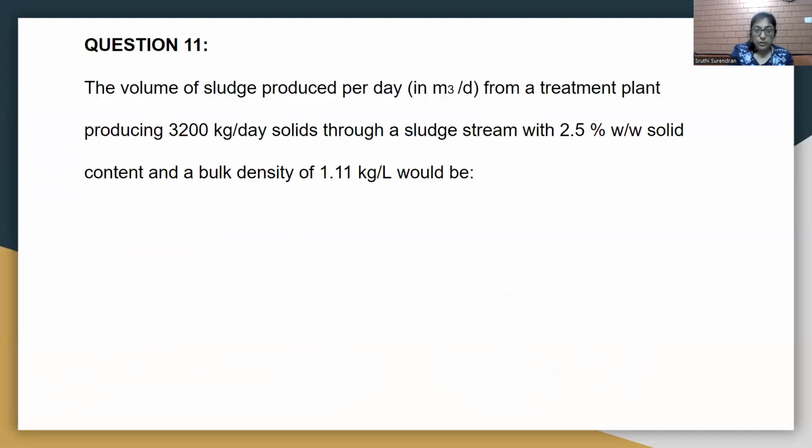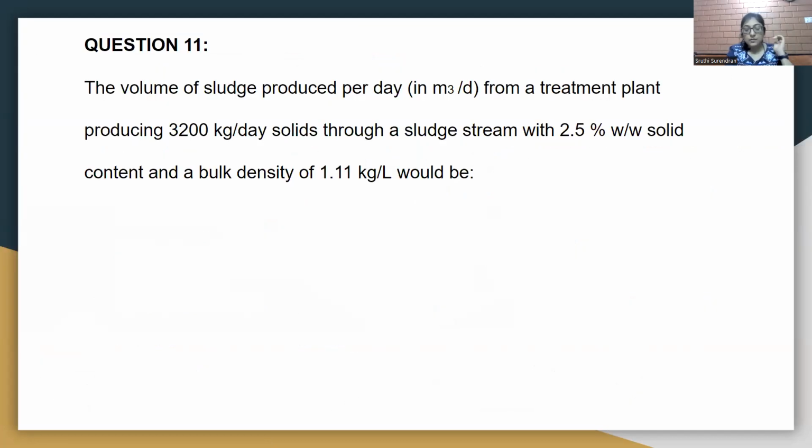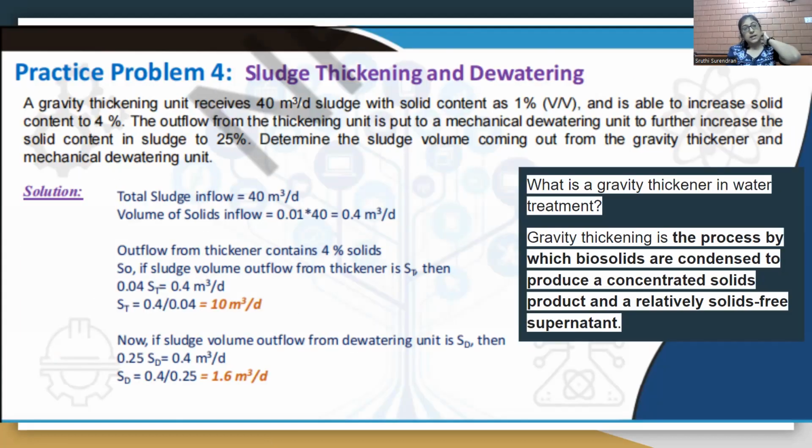So now we are going to a numerical question. Before going into that numerical question, I would like to discuss this question. Discussing this question is going to help you do the numericals that are coming further. In this question, they are saying that a gravity thickening unit, like I explained, is a process in which the solids are condensed to provide a concentrated solid product, and the liquid, which is the supernatant liquid, we can separately get those two.